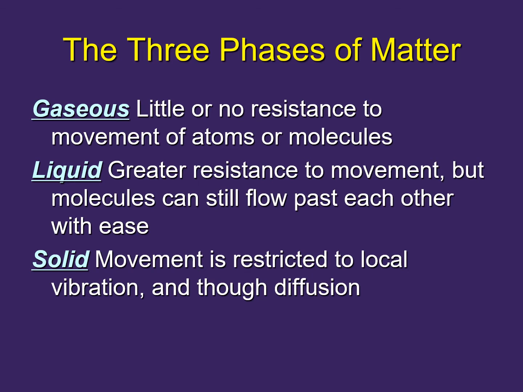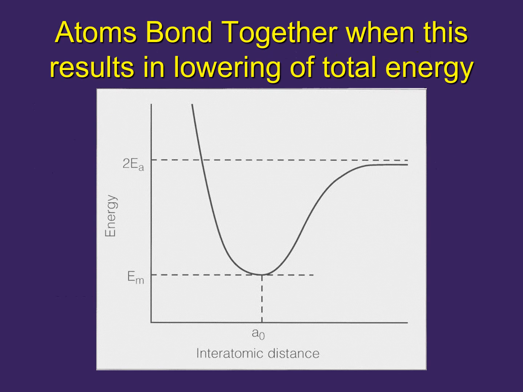Gas has little or no resistance to movement. Liquid has greater resistance to movement, but molecules still flow past each other. In a solid, movement is restricted. Atoms bond together when this results in lowering of total energy. The controlling factor in bond formation is energy, and a bond will only form if it results in lowering the total energy of the atoms being joined, which means that the total sum of the energy must be less than the sum of the energies separated.